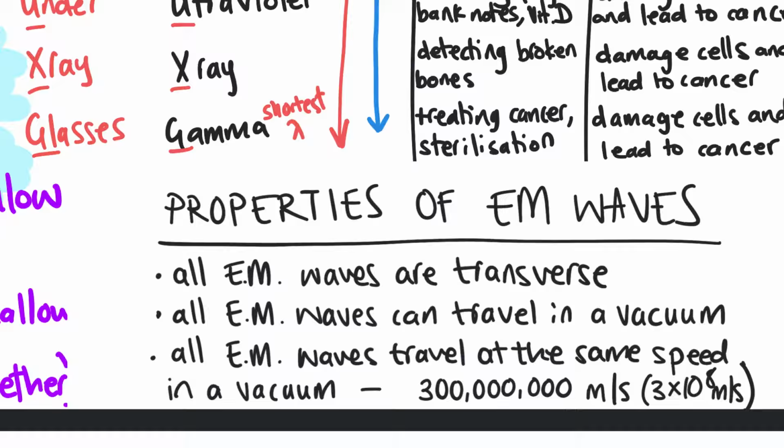And finally, all electromagnetic waves travel at the same speed in a vacuum, which is the number we met earlier, 300 million meters per second, or 3 by 10 to the power of 8 meters per second. This is usually the number we'll use in any calculations because the speed of light in a vacuum and the speed of light in air are extremely similar. So for GCSE level, it's fine to use that same number.